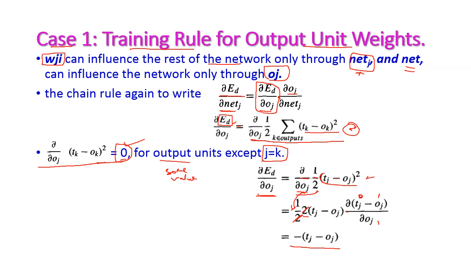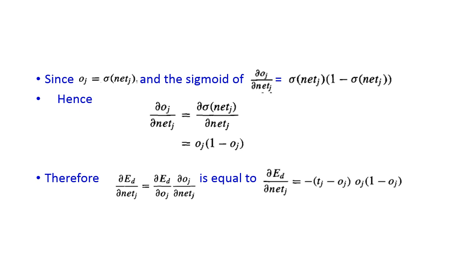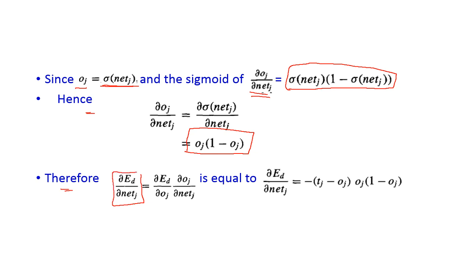Okay, minus into minus, here plus is there, minus is there, and minus into plus is minus, so minus (Tj minus Oj). Since Oj is equal to sigmoid of net j, the differentiation of Oj divided by differentiation of net j is equal to sigmoid of net j into 1 minus sigmoid of net j, isn't it? Hence this particular equation, which is equal to differentiation of sigmoid of net j divided by differentiation of net j, is equal to Oj into 1 minus Oj, and therefore this particular equation is equal to this one.